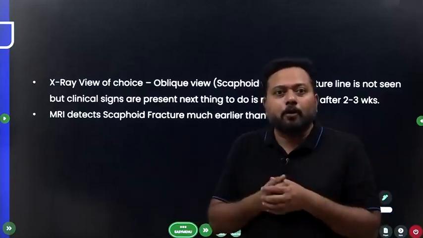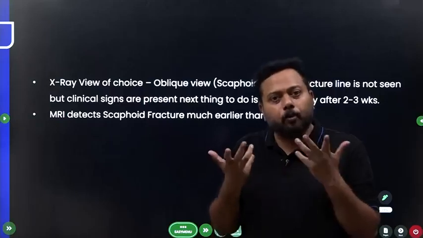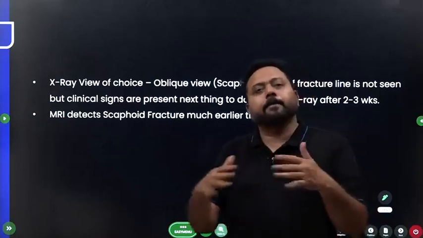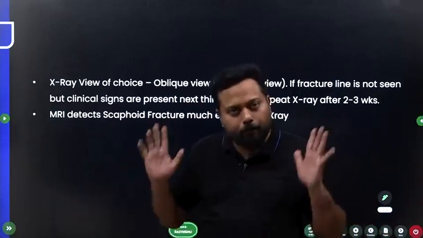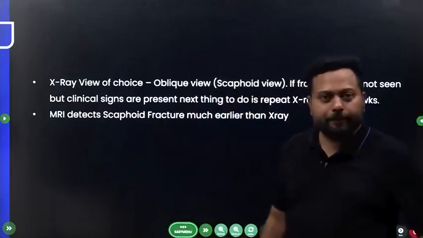Even after 3 weeks, if you are not seeing any healing fracture line, no signs of fracture in the X-ray, remove the cast and leave the patient free. This is what we should do. This is what is practically done.